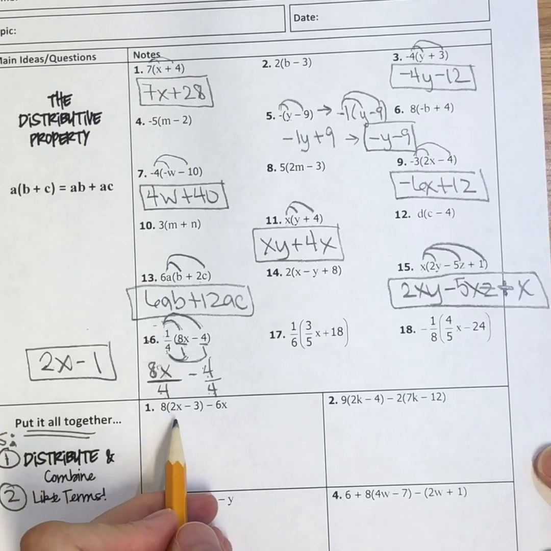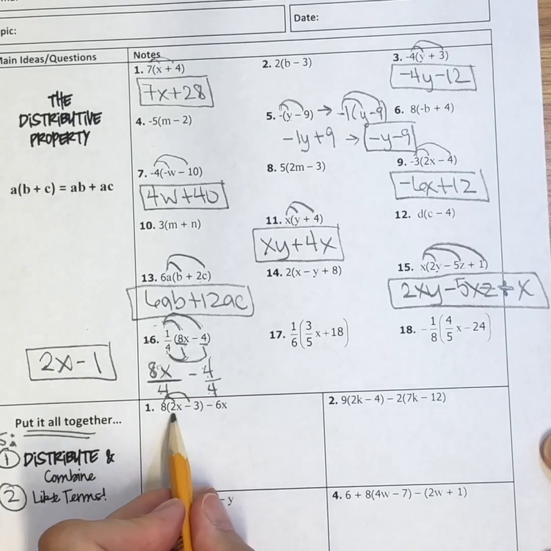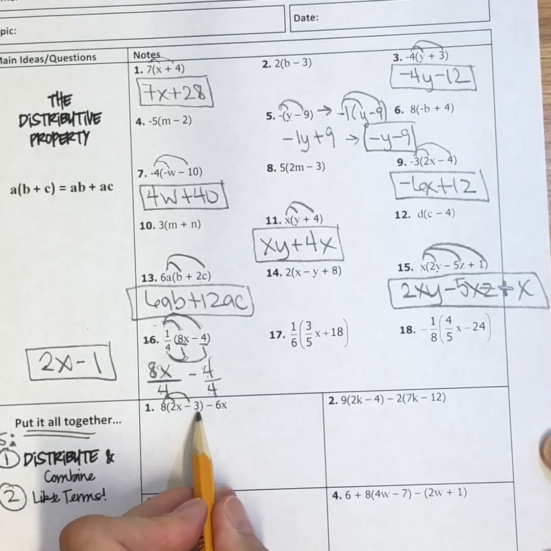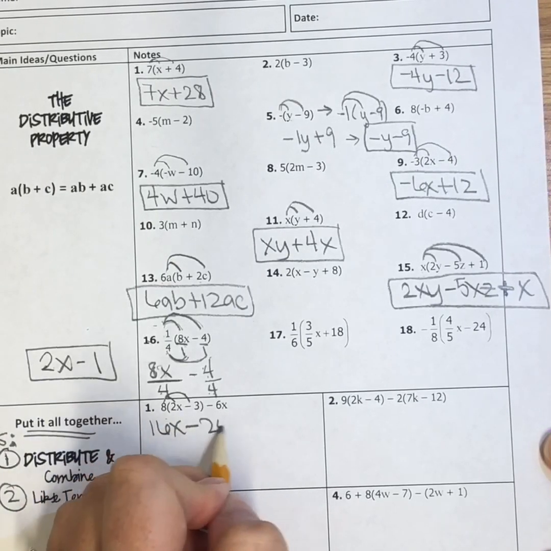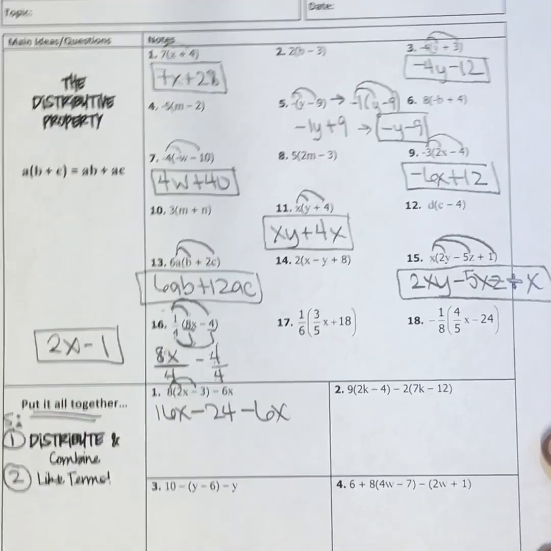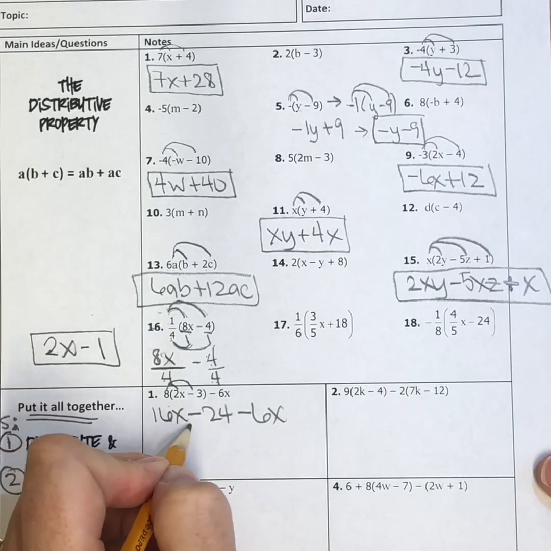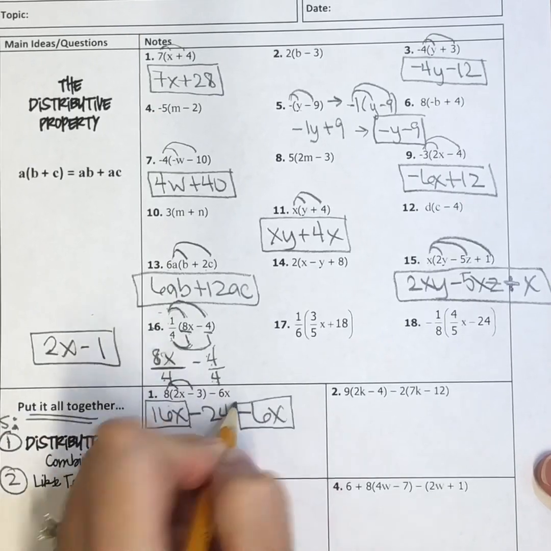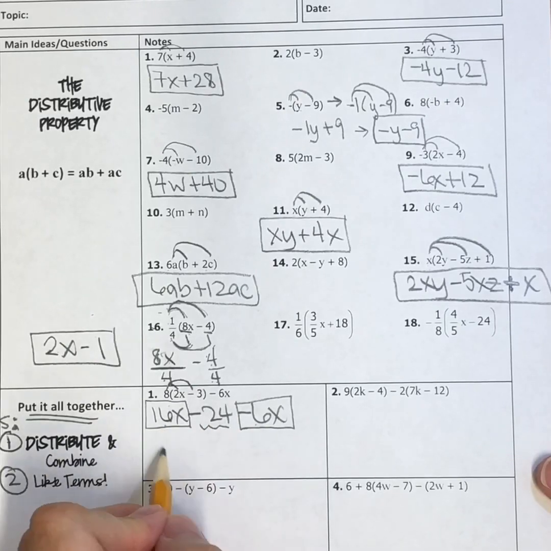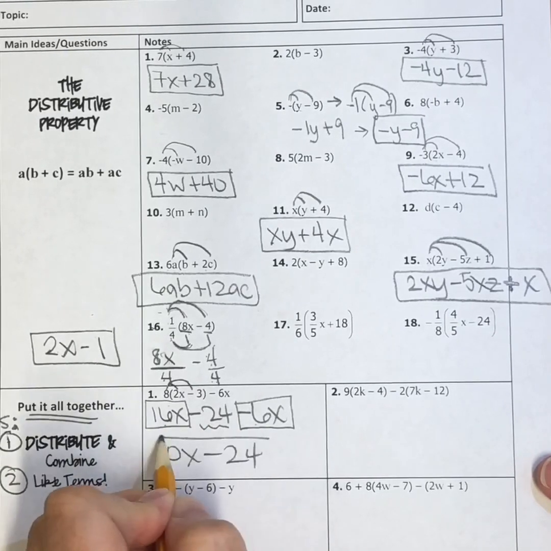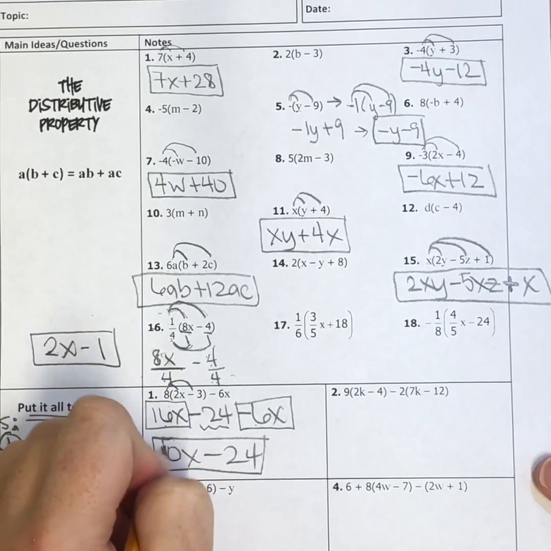Okay. So like in number 1, we're going to distribute the 8, but only through the 2x and the minus 3, since those are the only ones in the parentheses where the 8 is being multiplied. So you get 16x minus 24, and then we have the minus 6x. Now we go ahead and transition to our lesson on combining like terms. So the 16x and the negative 6x we can combine. The negative 24 we can't. But 16x and negative 6x is positive 10x minus 24. There's our final answer. Okay. Make that a little clearer. There we go.